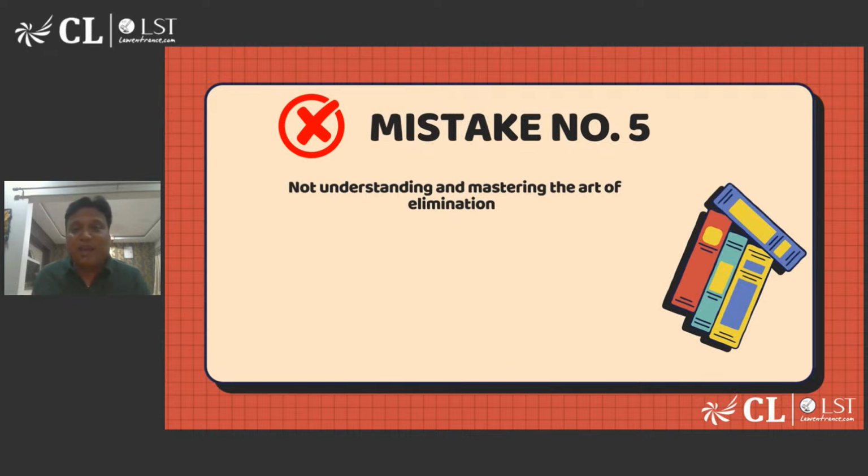Then an option can have the trap of anti, meaning opposite. Whatever is mentioned in the passage, the option is the opposite of what is mentioned in the passage. It cannot be the answer. The option can also have something which is out of scope. So are we able to identify these traps?